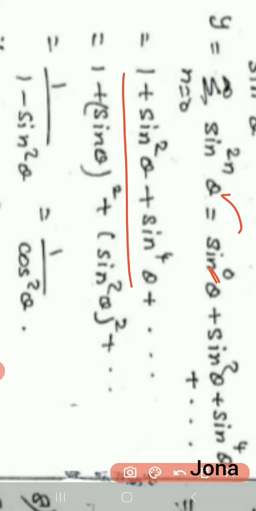Okay, and then now the second one is given, y equal to sigma n equal to 0 to infinity sin power 2n theta. Here substitute the value for n as 0. So sin power 0 theta plus sin square theta plus etc. is there. Similarly, we are going to form the same identity, that formula here. That 1 by (1 minus x), instead of x we have sin square theta. So 1 by (1 minus sin square theta) is nothing but 1 by cos square theta.